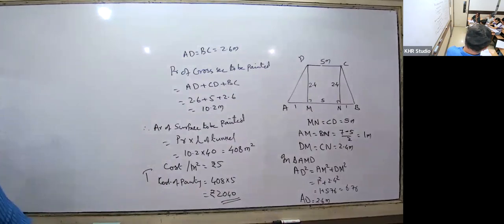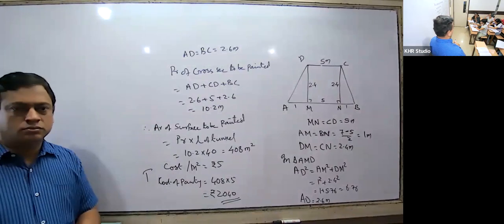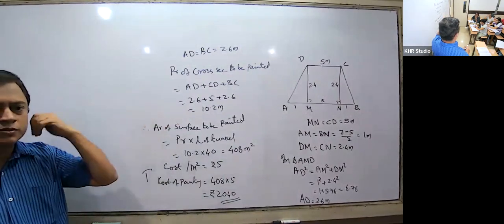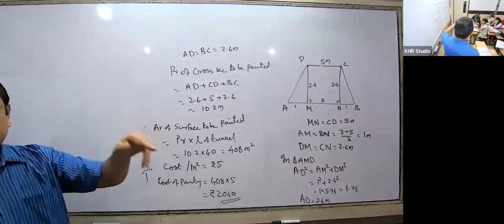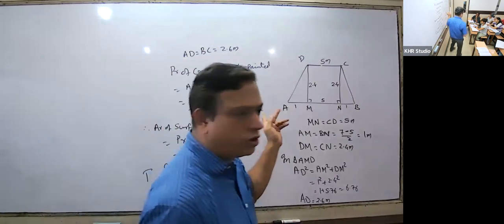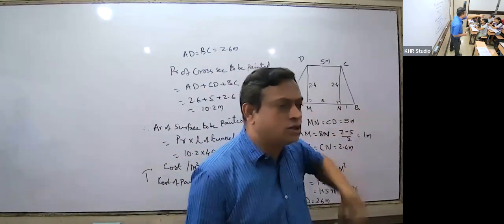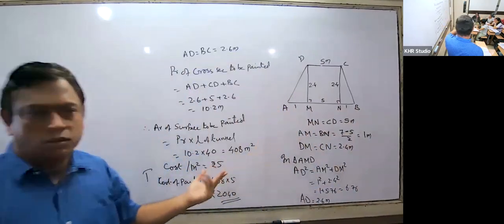The flooring we have to do now. What will be the area of the floor? What is the breadth of the floor? In this figure, what is the breadth of the floor? Wrong. What is the breadth? 7 meters. What is its length? 40. Therefore, area of the floor, 40 into 7.